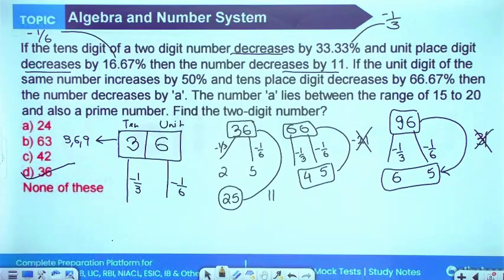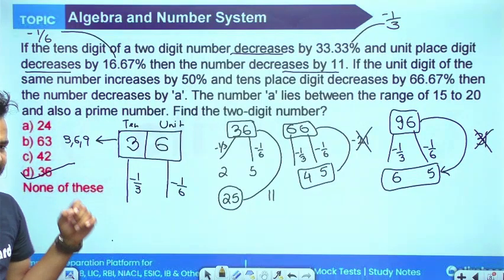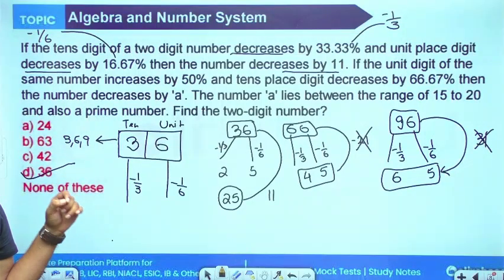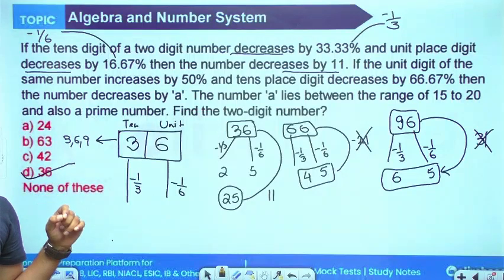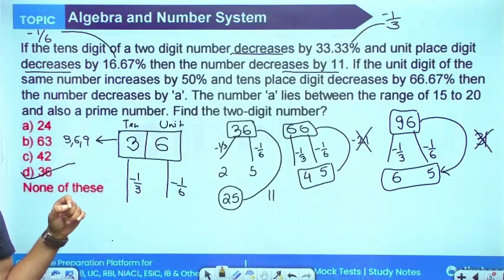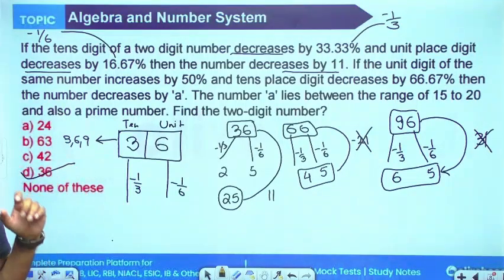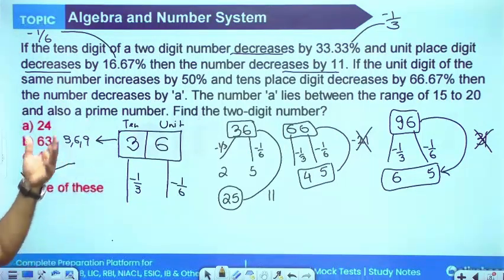Is it clear? I have just used my intelligence for this particular question rather than solving it. I haven't solved this; rather than that, we have used our intelligence. There is an option: if you want to prove it, you can prove it with the next line also.